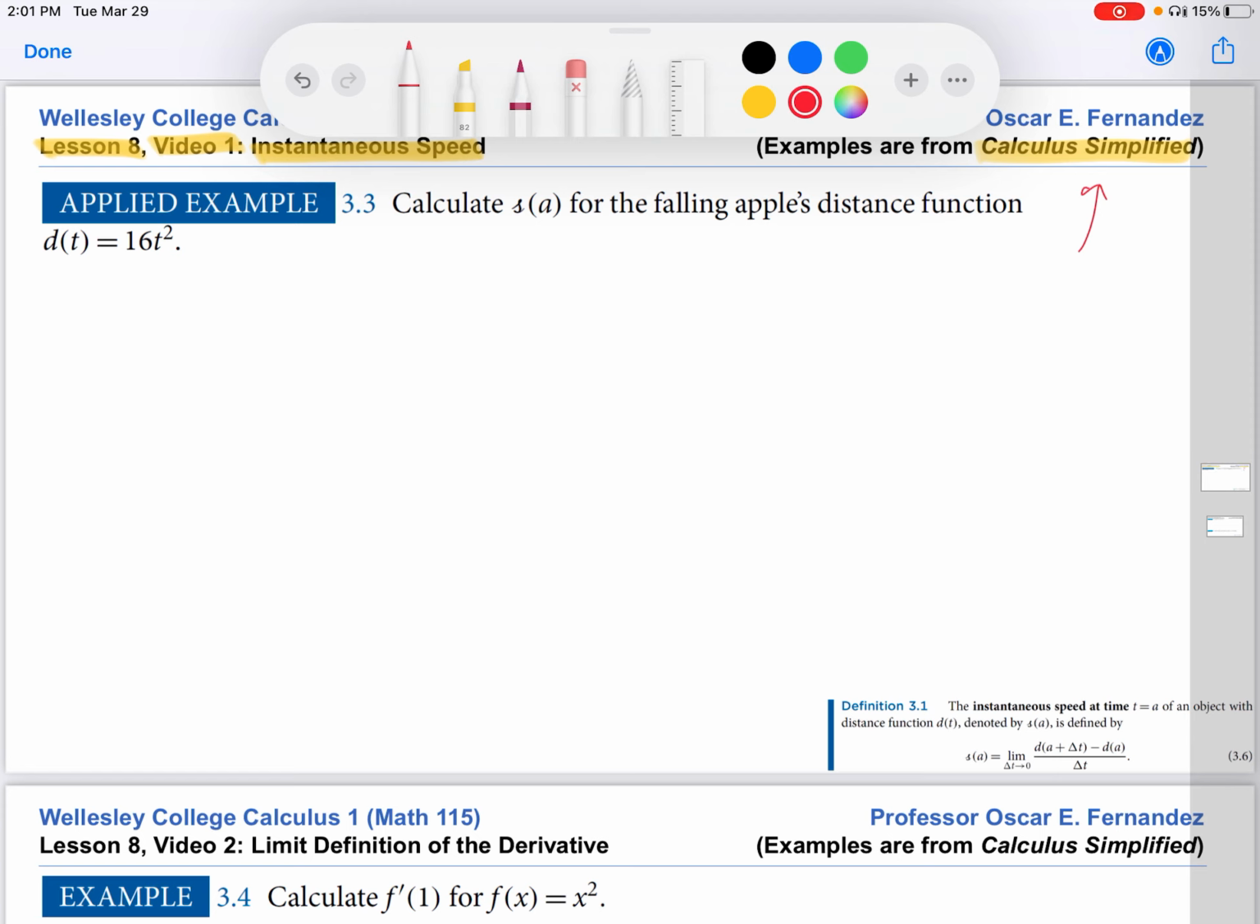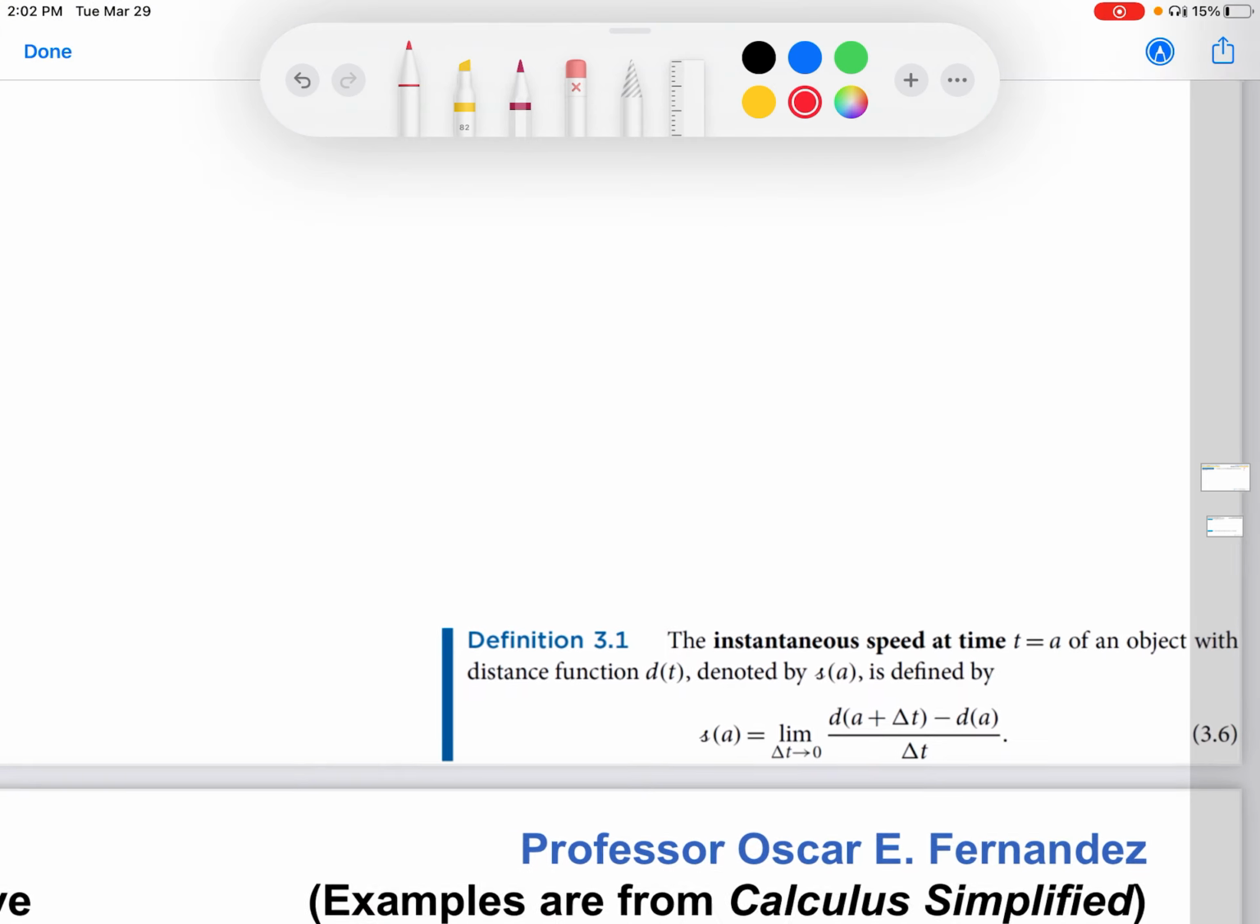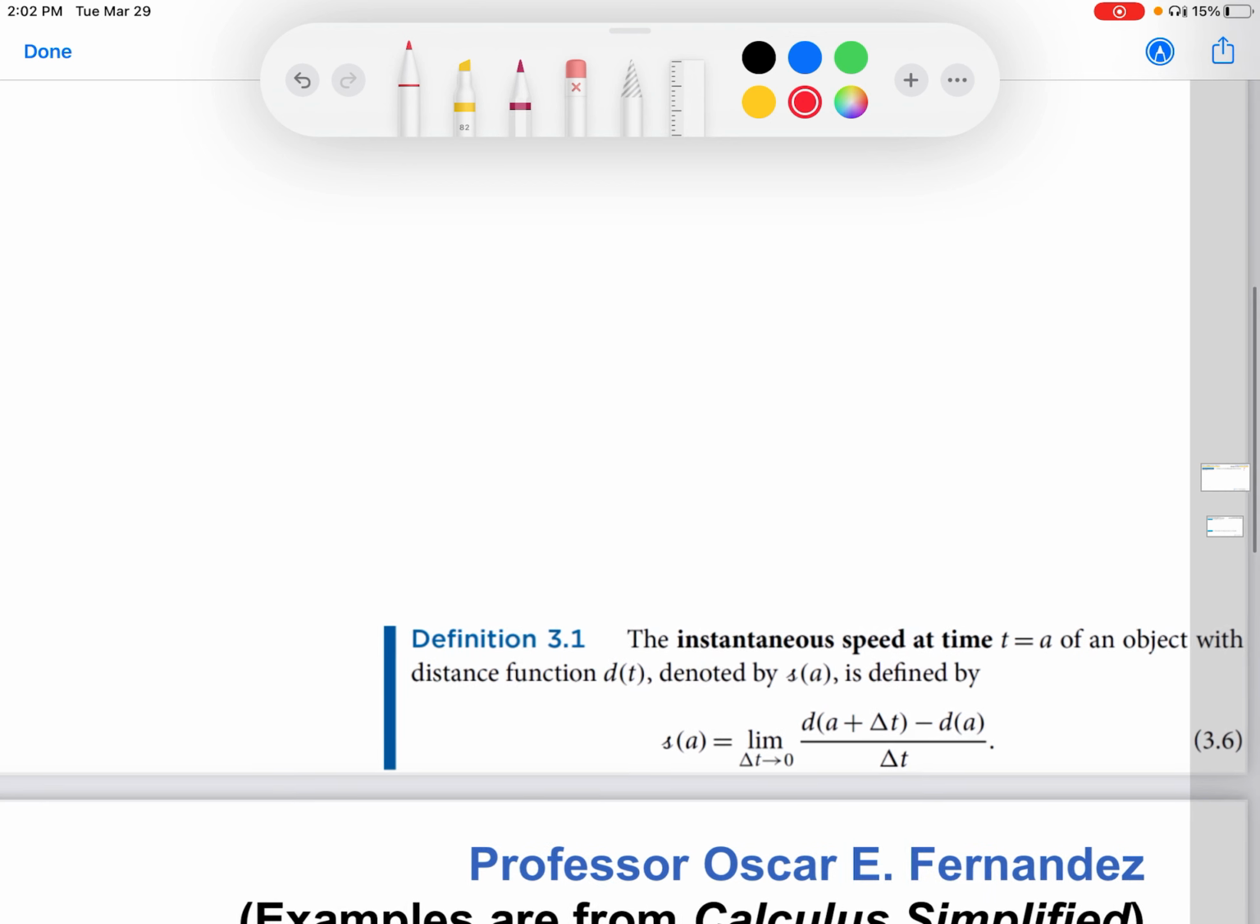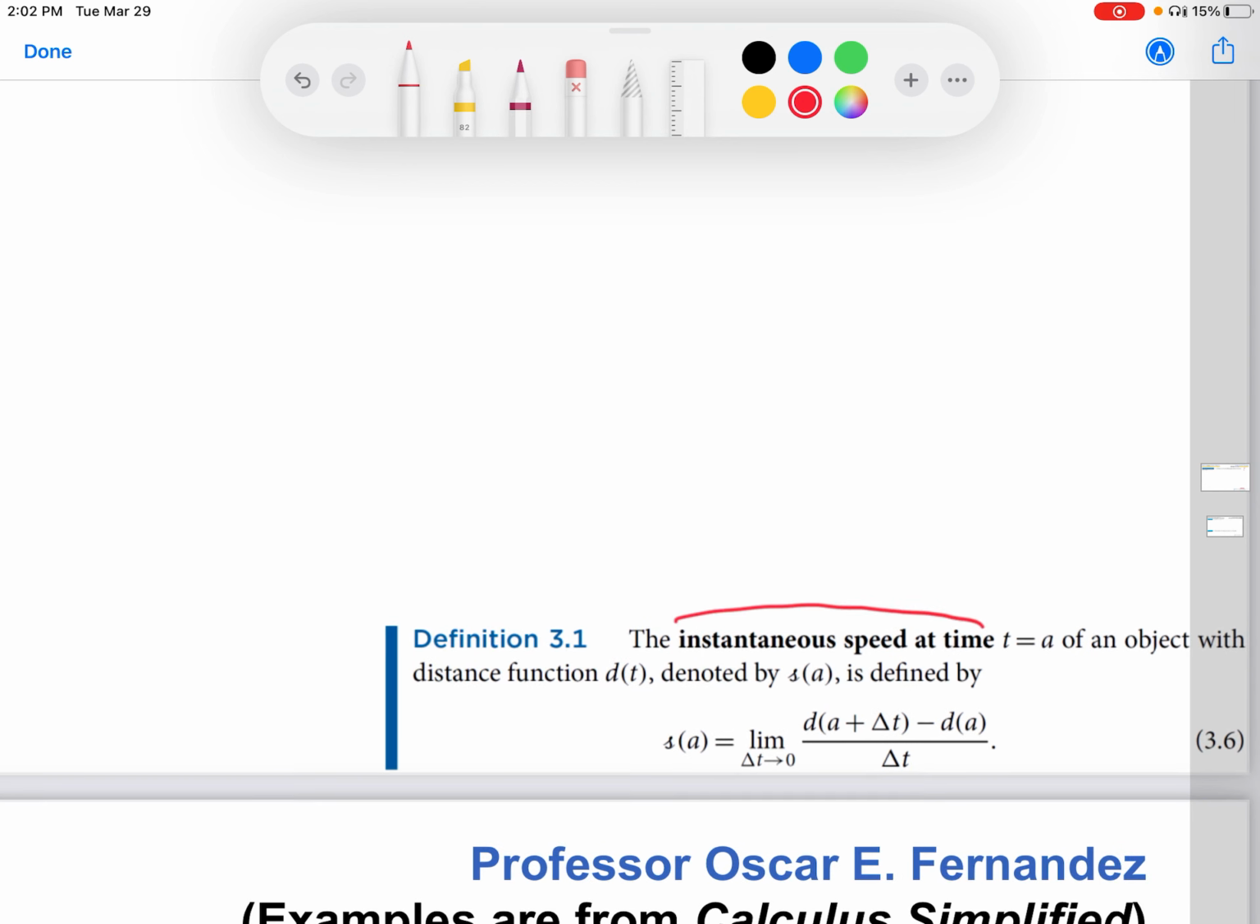there's a really, really nice way that calculus approaches this problem, and that's using limits. So this is the definition down here that I'm just going to review very quickly. It says the instantaneous speed at time t equals a of an object with a certain distance function, we denote this by the script s of a, is defined by this thing.